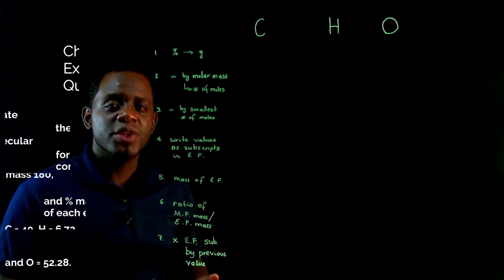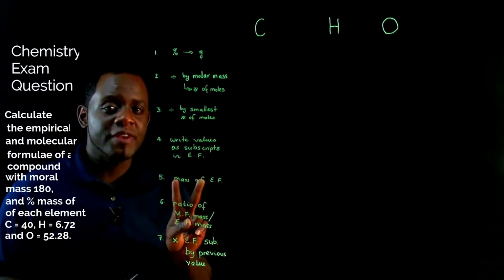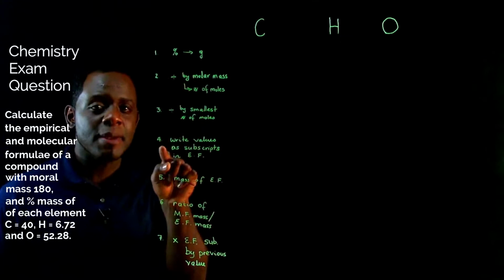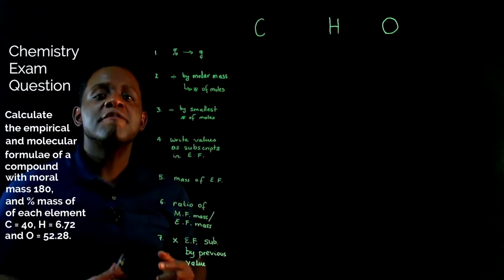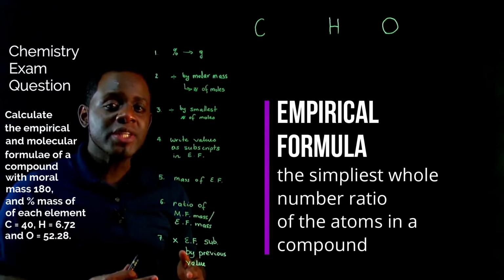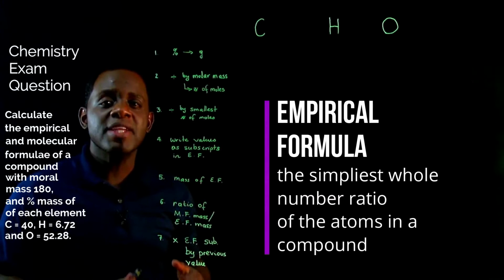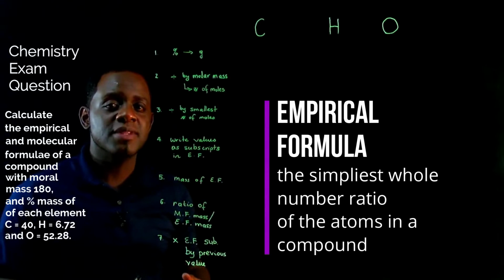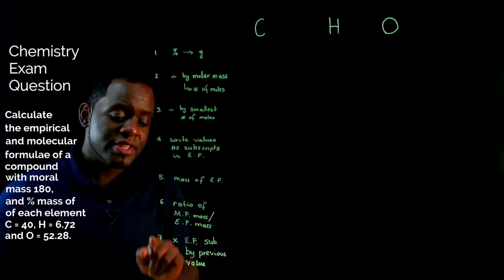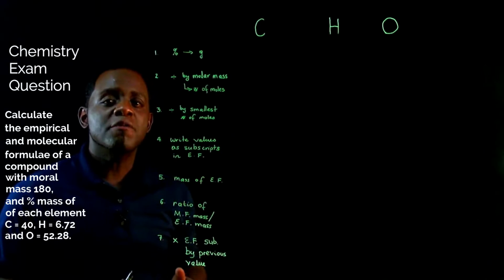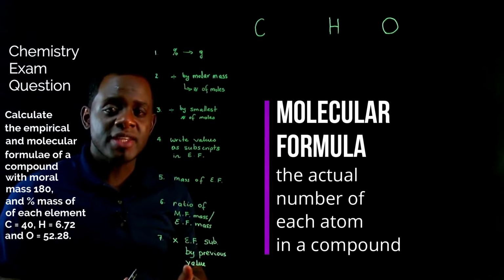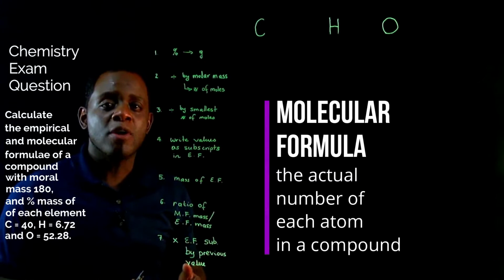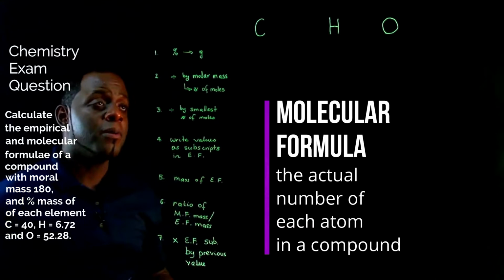Let us set out the solution to our problem in two phases. We'll take 4 steps in the first phase to find the empirical formula, which is the simplest whole number ratio of the atoms in the compound, and 3 steps in the second phase to find the molecular formula, which is the actual number of each atom in the compound.